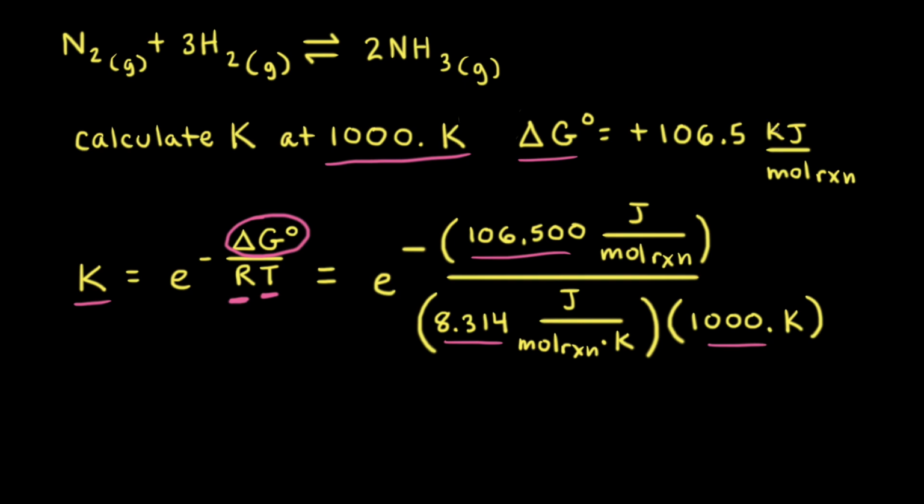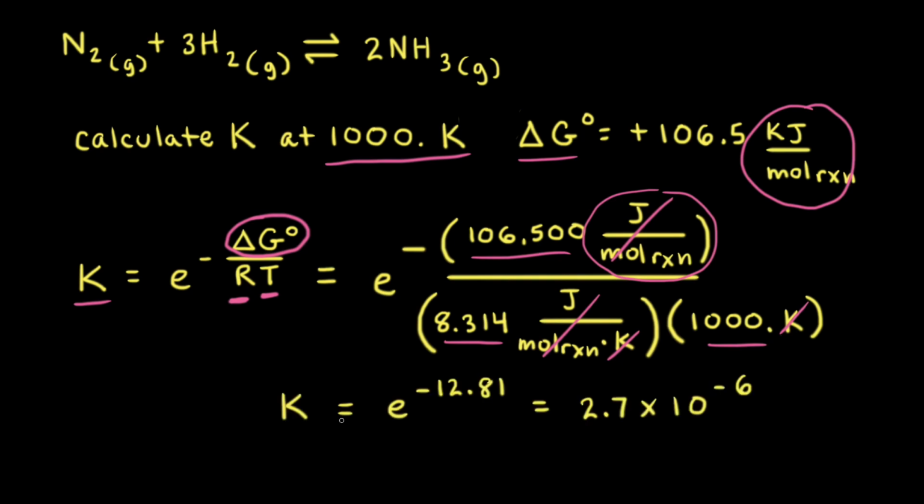Once again, we had to convert from kilojoules per mole of reaction into joules per mole of reaction. So joules per mole of reaction cancels out, and Kelvin cancels out. That gives us K is equal to e to the negative 12.81 power, which is equal to 2.7 times 10 to the negative 6. Because we have two decimal places in the power, the final answer is to two significant figures.